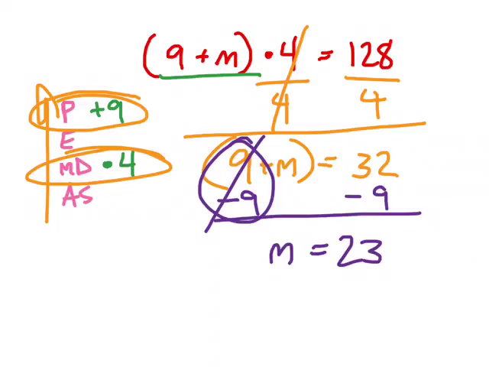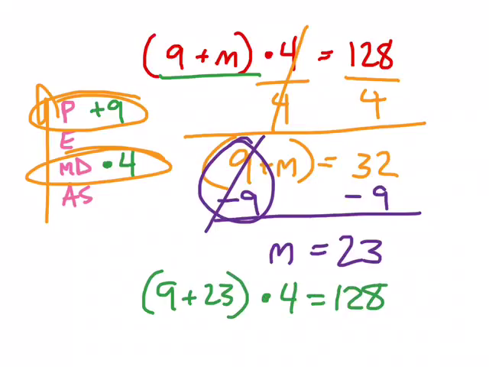And if I'm being really thoughtful, I'll go check it. I'll say, well, 9 plus 23 in parentheses times 4 should equal 128. I can go through that process again and say, yes, it does. So m must then be 23.